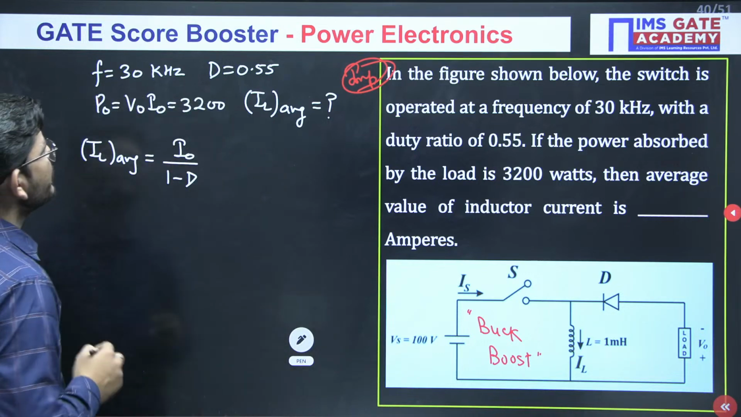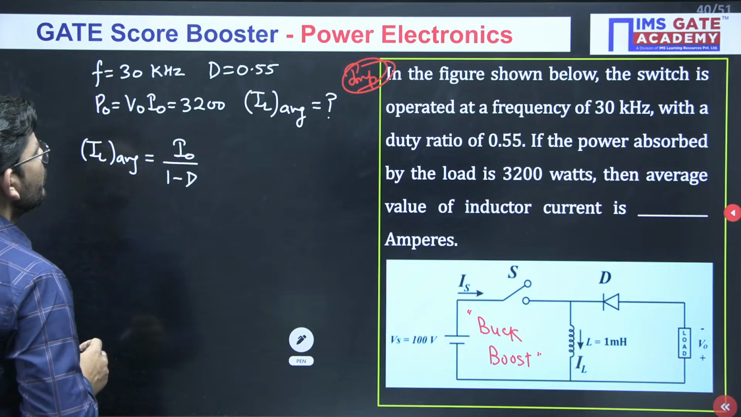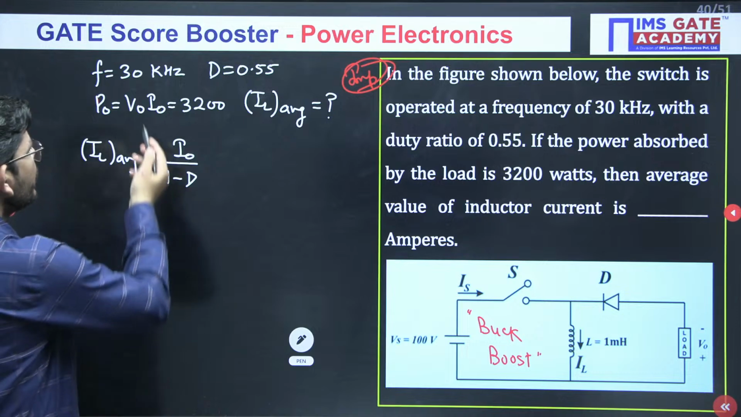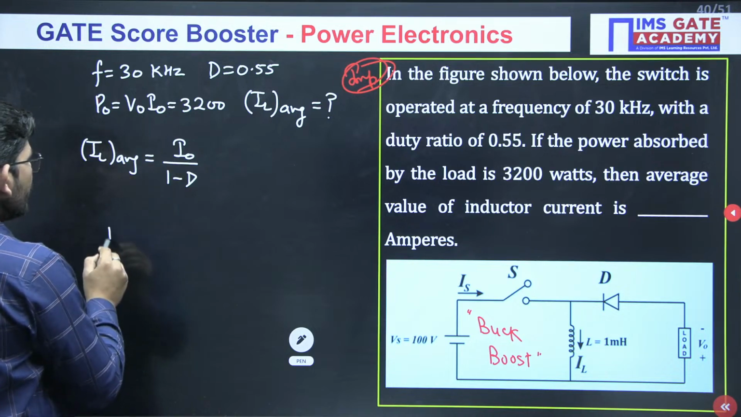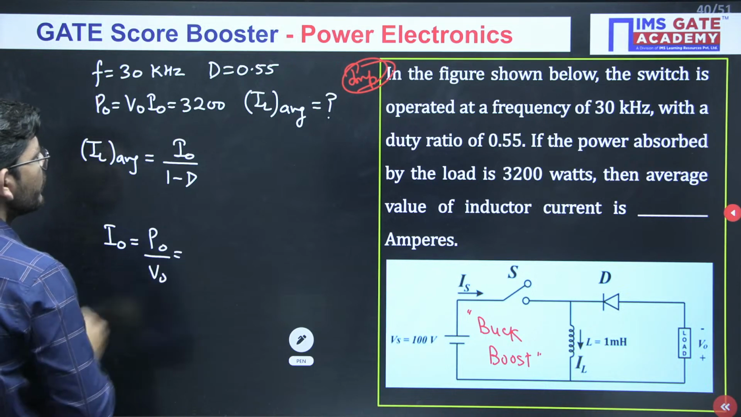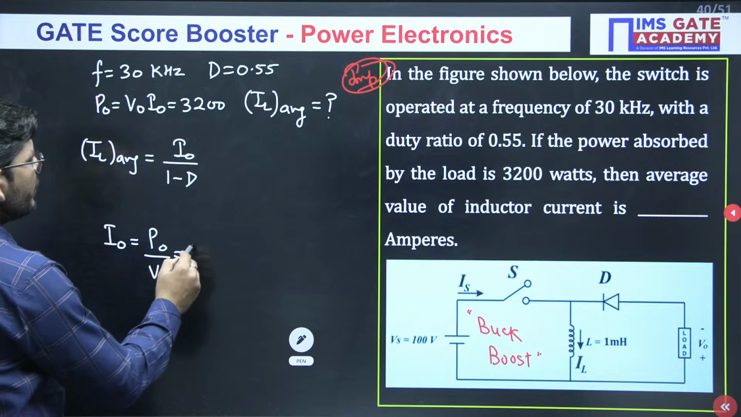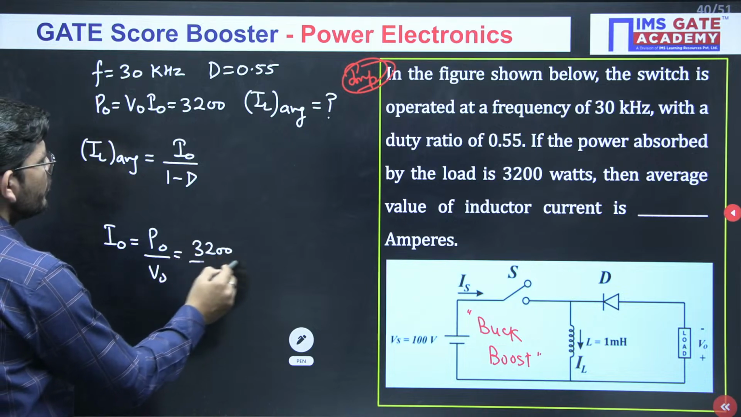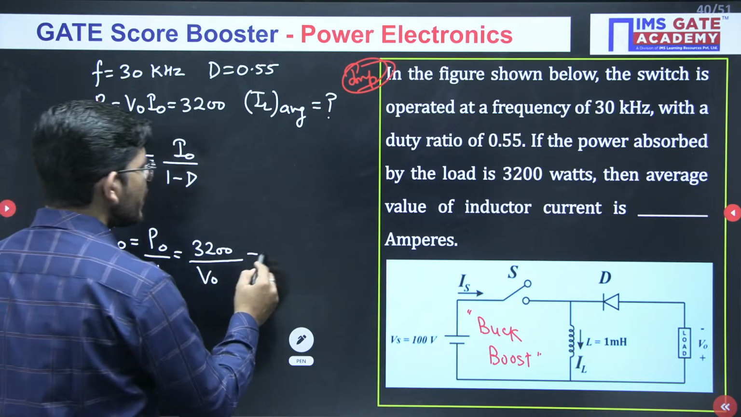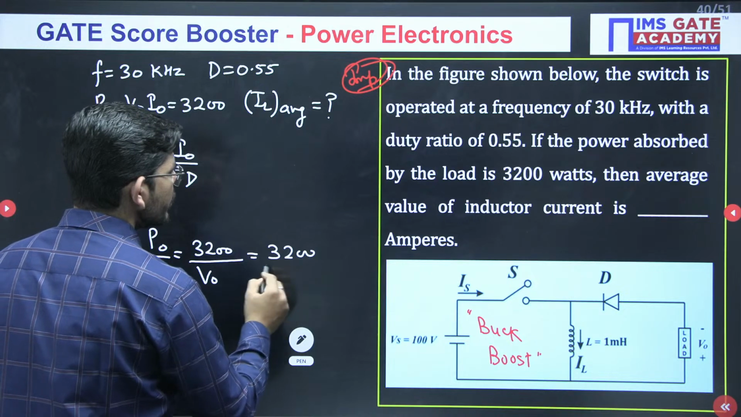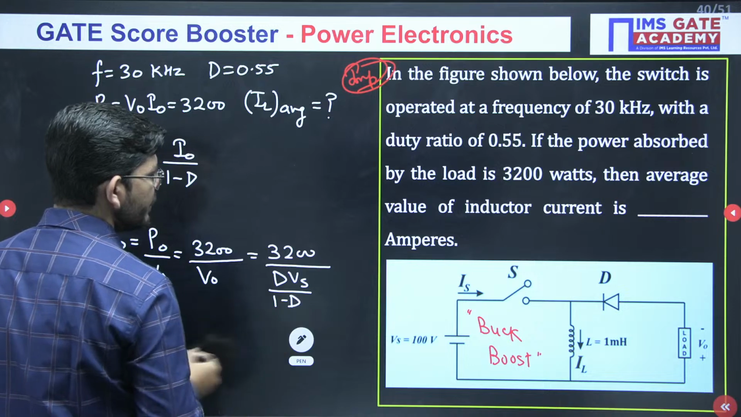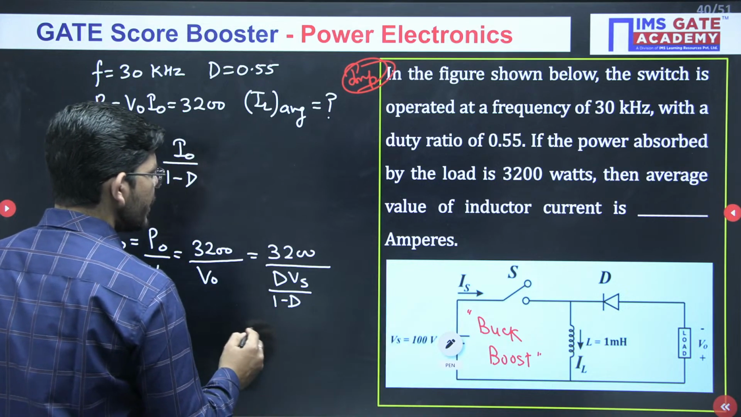In order to calculate this average inductor current, what do we need? We need the value of D and I0. D is given. I0 we can calculate through this formula. I0 will be P0 upon V0. P0 is 200, but we don't know the value of V0. For the buck boost converter, what is the value of V0? It is D Vs over 1 minus D. So now you can put the values.